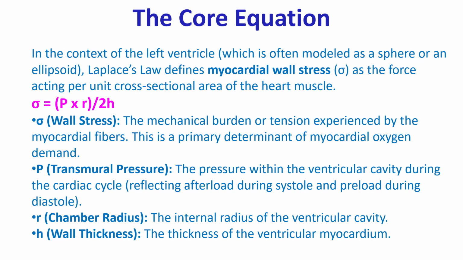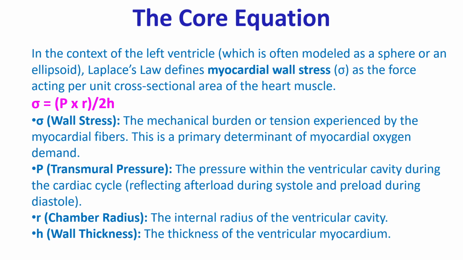In the context of the left ventricle, which is often modeled as a sphere or an ellipsoid, Laplace's law defines myocardial wall stress, sigma, as the force acting per unit cross-sectional area of the heart muscle. Sigma is equal to P times R, divided by 2H. Sigma is wall stress, the mechanical burden or tension experienced by the myocardial fibers. This is a primary determinant of myocardial oxygen demand.